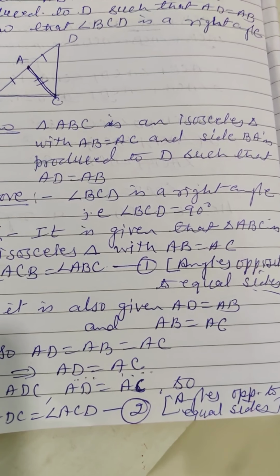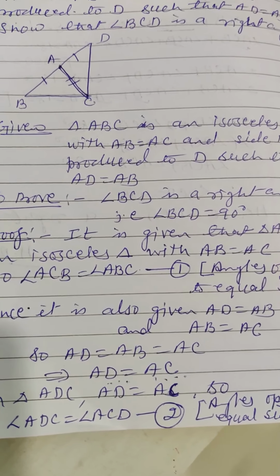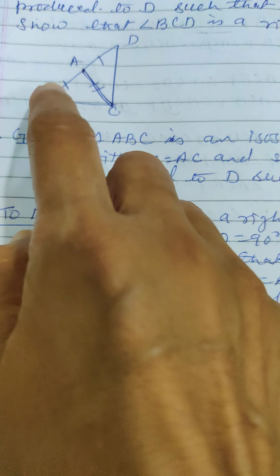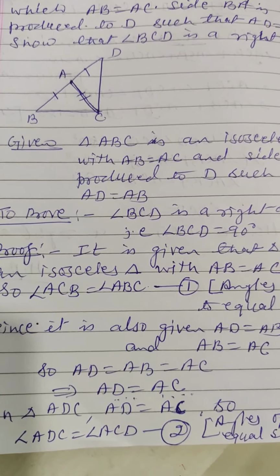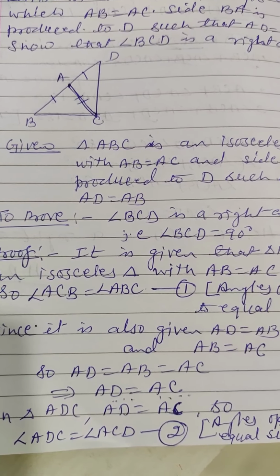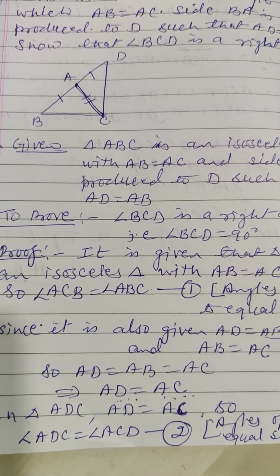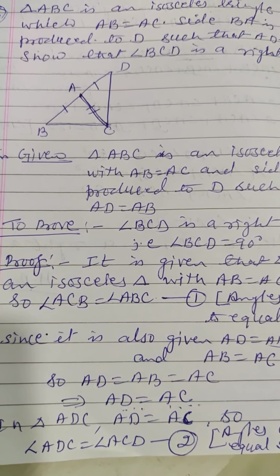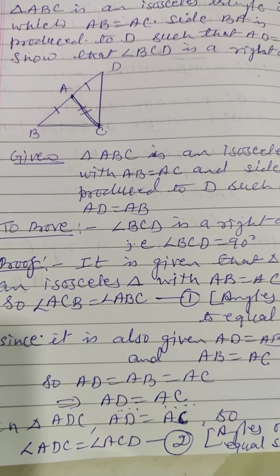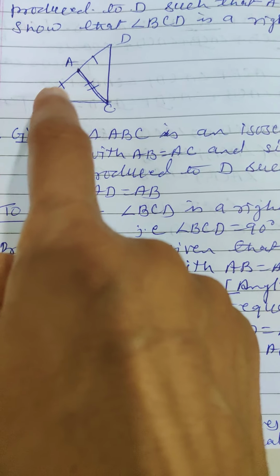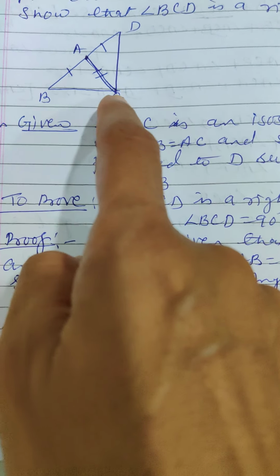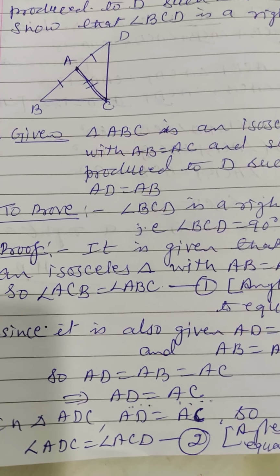Now it is given that triangle ABC is an isosceles triangle with AB equal to AC. These two sides are equal. So as we know by the isosceles triangle property, when the sides are equal, then their opposite angles are also equal. So angle ACB is equal to angle ABC. These two angles are equal.